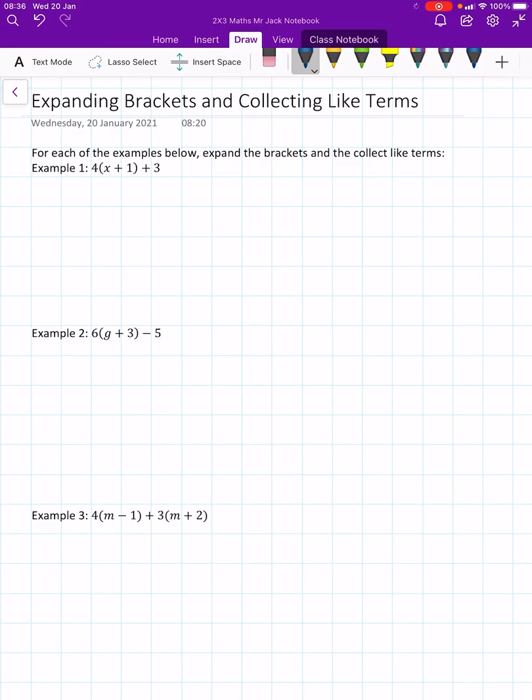So we are going to combine the two steps that we've been practicing over the last week and a half. We've done practice on collecting like terms and we've done practice on expanding brackets. Today we want to bring those two things together. So we're going to expand brackets first, multiply out the brackets. If you look at what the question's actually asking you, it says expand the brackets and then collect like terms.